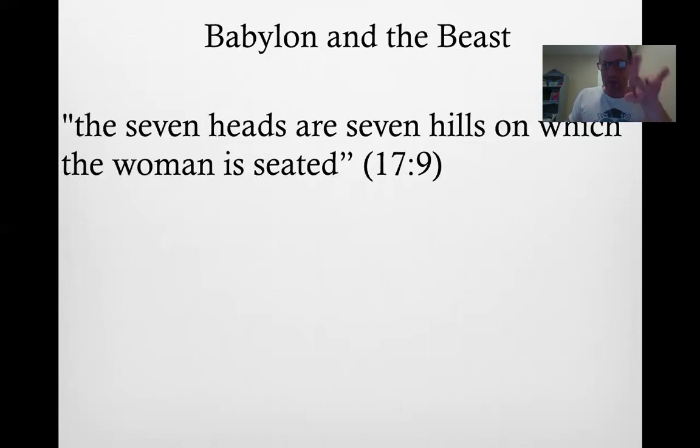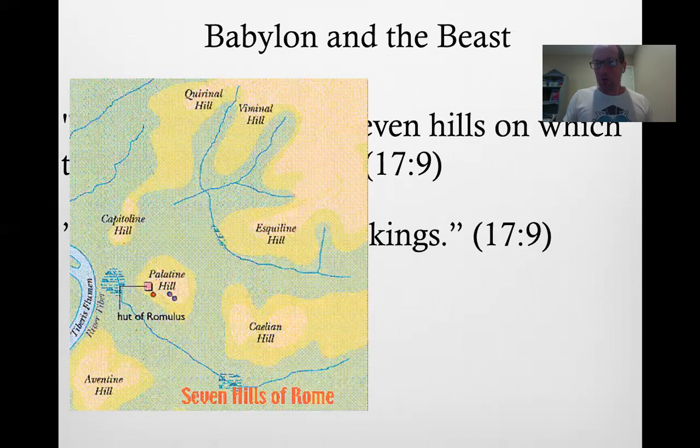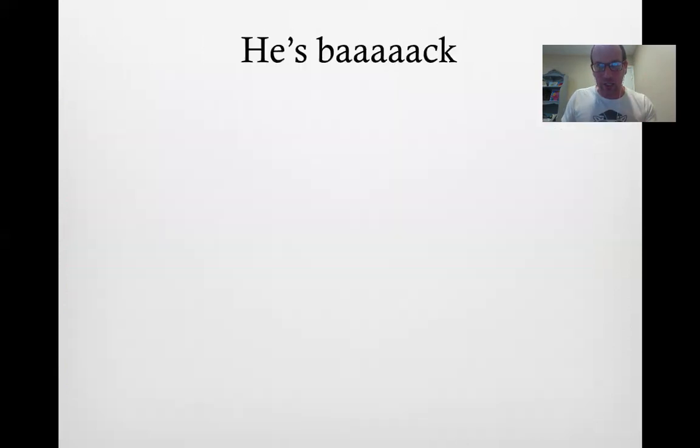I'll make two connections here. One, you've got the connection from Babylon to Rome itself, right? The 7 heads of this beast are 7 hills on which the woman is seated. They are also 7 kings, right? Rome is made up of 7 hills. Here you go, the various hills, and the connection there between those beasts. So why am I trying to establish a connection between Rome and Nero and the beast? Well, because John is doing it, and I want you to be able to see that.